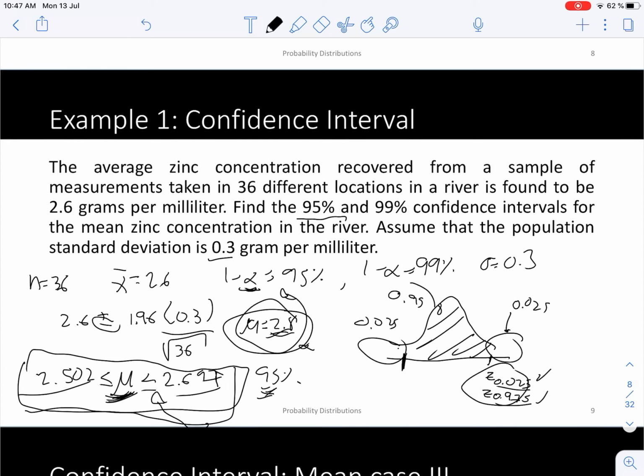Now, if someone is asking if mu is equal to 2.6, 2.6 is included here, so you won't reject that idea. All right, using the same idea that we just did, we can find the confidence interval for the 99% level. The only change will be z. Instead of 1.96, the new z value is going to be equal to 2.57. Once you do that, of course your confidence interval is going to get wider, because with 99% that's a wider area. So in this case, it's 2.57.